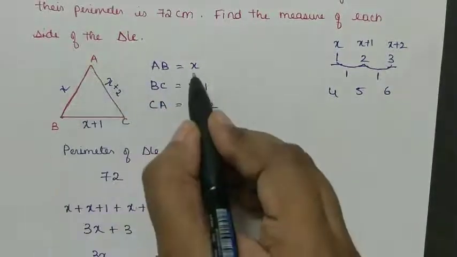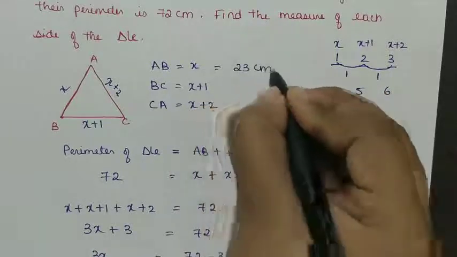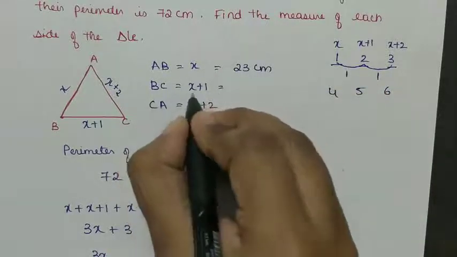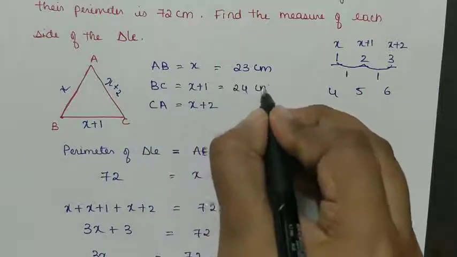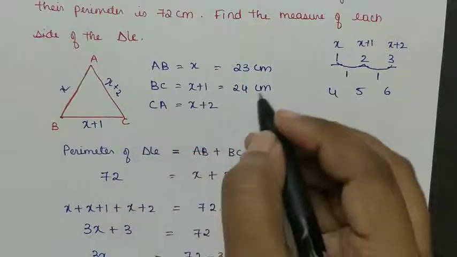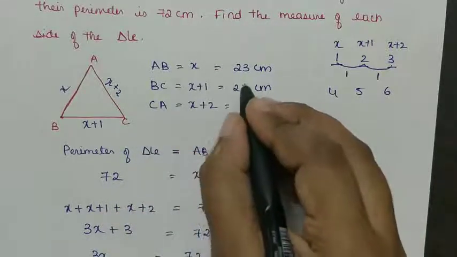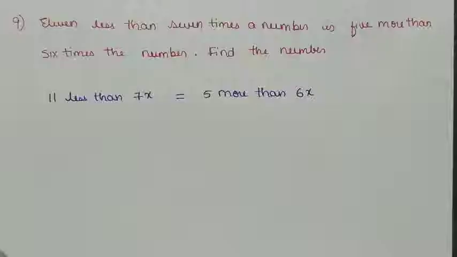Side AB is equal to x, which is equal to 23 centimeters. Side BC equal to x plus 1, that is 23 plus 1, 24 centimeters. Side CA equal to x plus 2, that is equal to 23 plus 2, 25 centimeters.